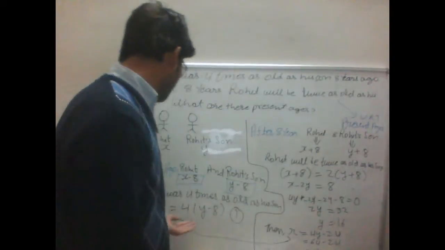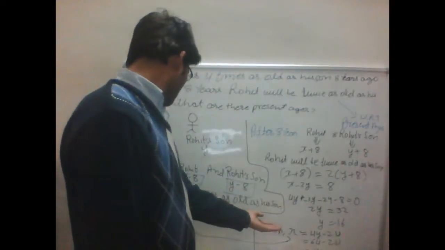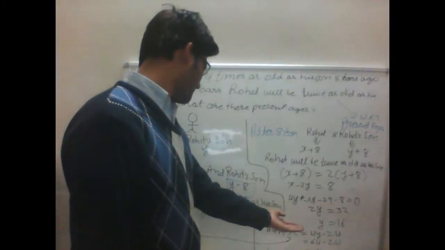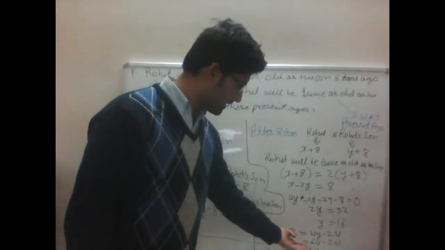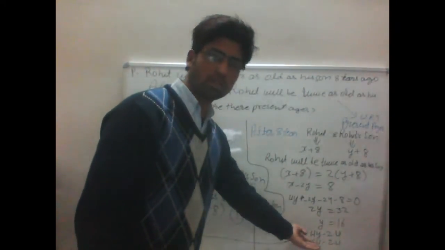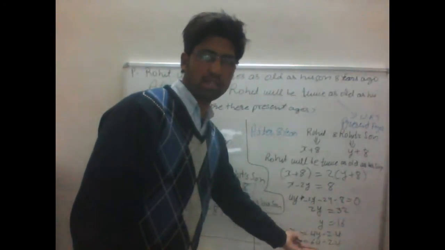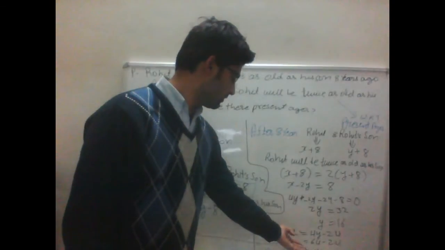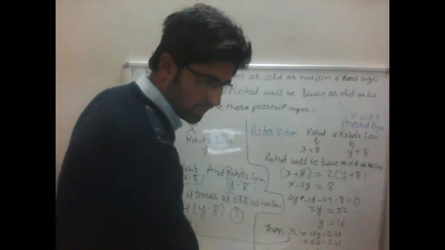Now put the value of Y in this equation. So X is equal to 4Y minus 24. What is the value of Y? Y is equal to 16. So it becomes 64 minus 24. 64 minus 4 is 60, and 60 minus 20 is 40. So X is equal to 40. So here is the answer.